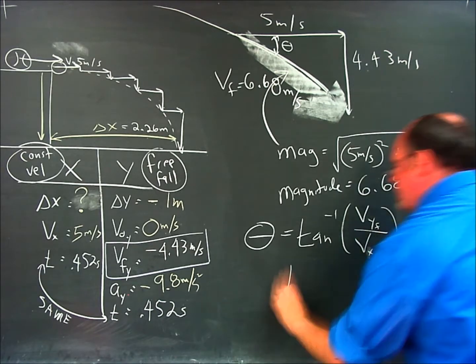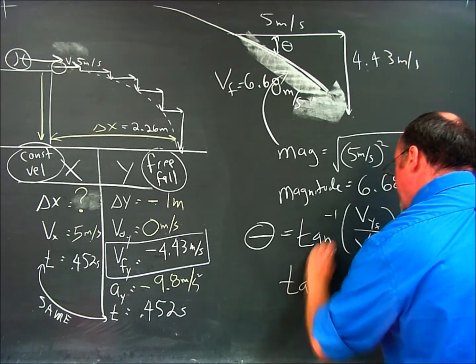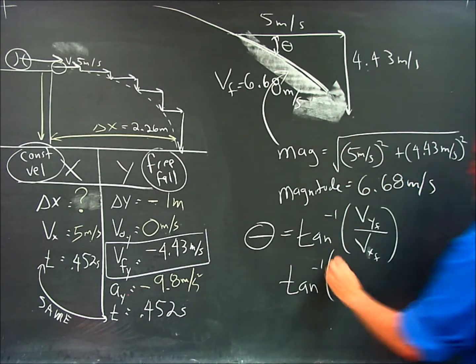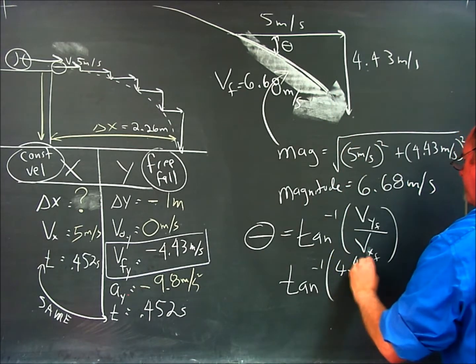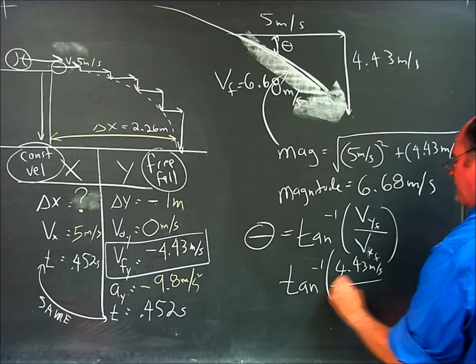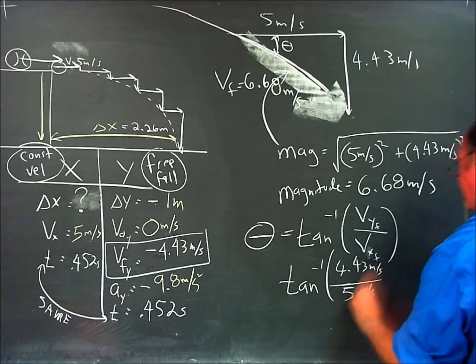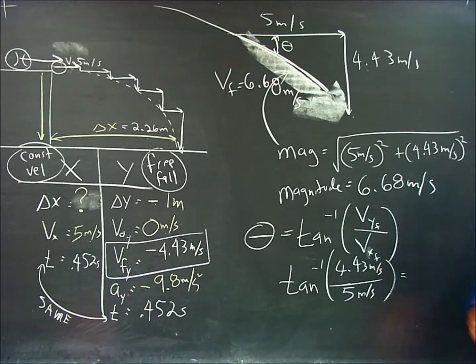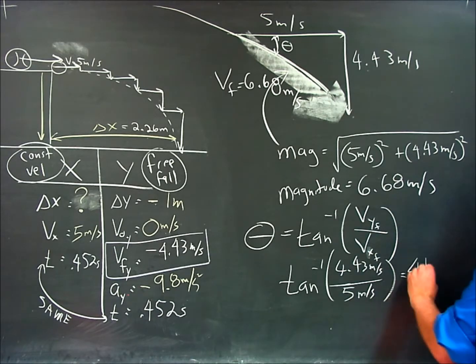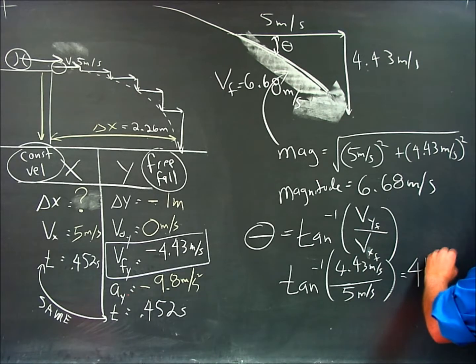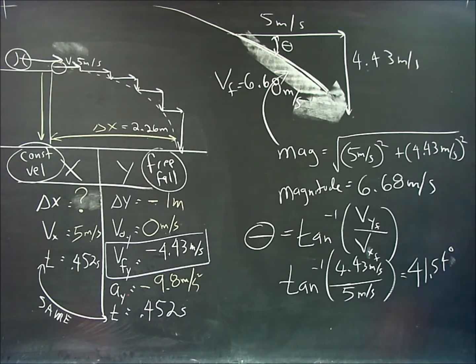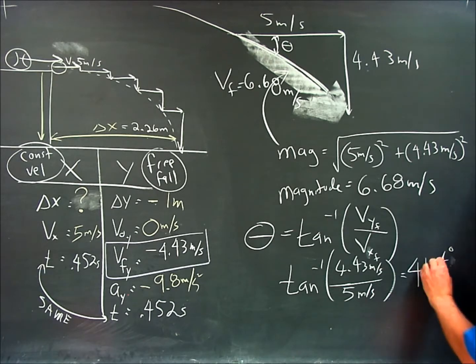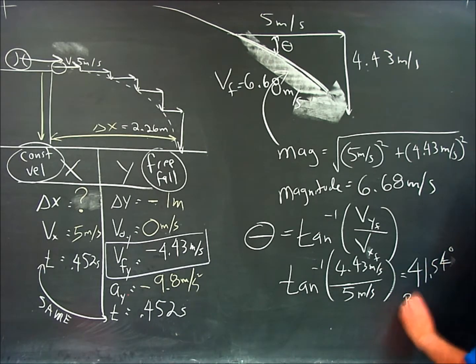So this would be tangent minus 1 of these numbers, 4.43 divided by 5. And that's going to be 41.54 degrees, and it's going below the horizontal.